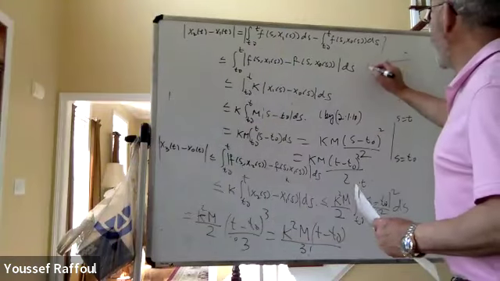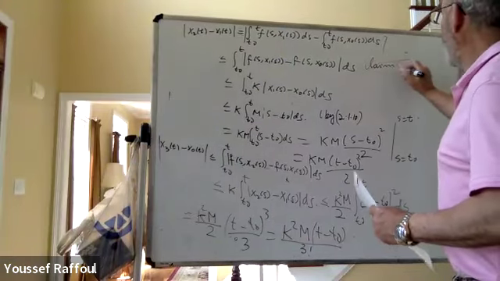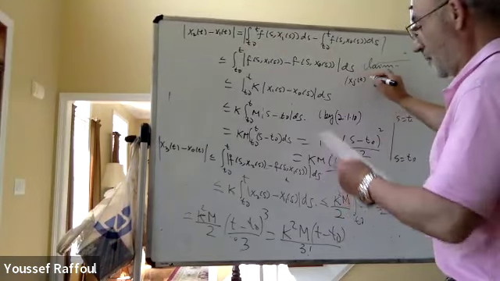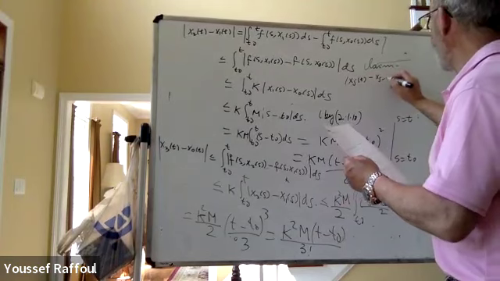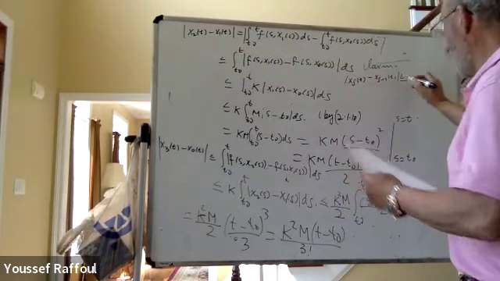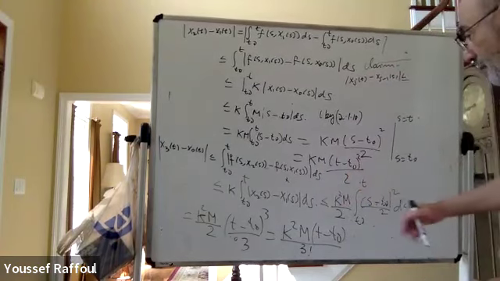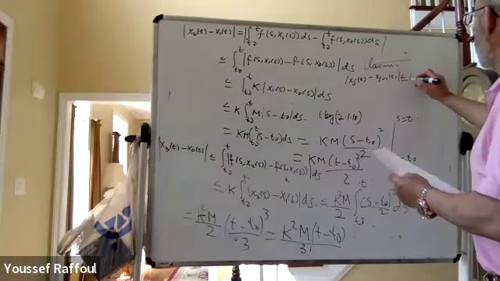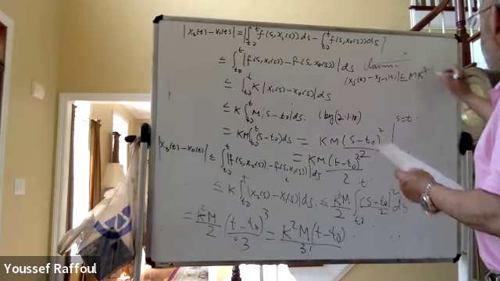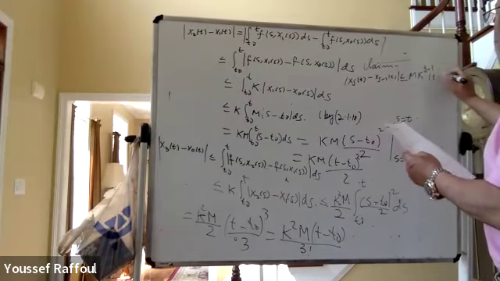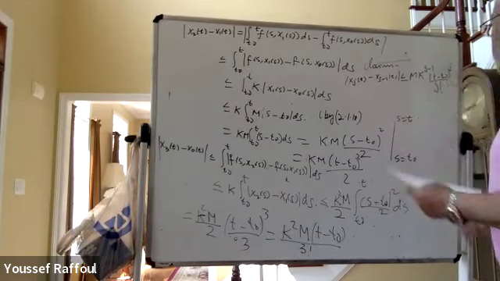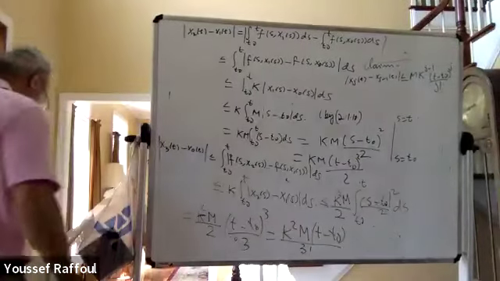Okay, now I claim that xj of t minus xj minus 1 of t is less or equal to m kj minus 1 times t minus t naught to power j over j factorial. Okay?